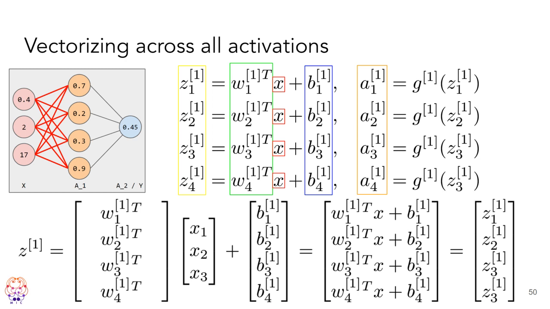What is the one on the top right corner? This one? So this is what you do after you get Z. So this is the step right before you get the activation. So for each Z1, for example, you would put it through G and then get A1. And then Z2 gets A2.